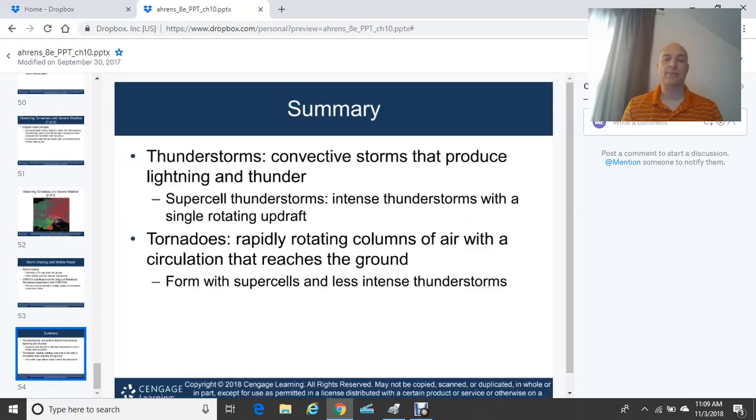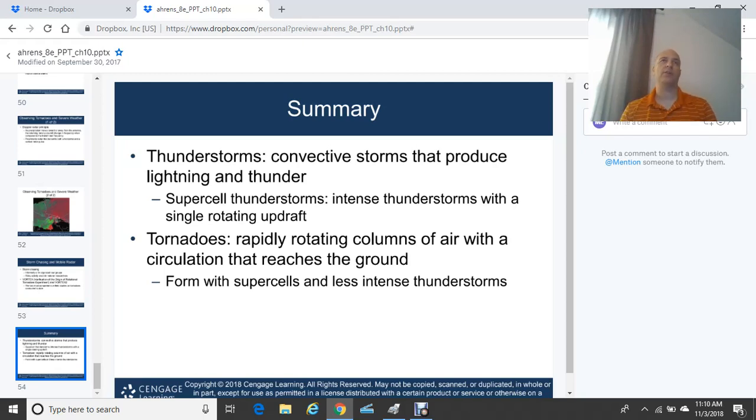Okay, so to wrap things up today on this lesson, we talked about thunderstorms and tornadoes. You can find both of these topics in Chapter 10 of your textbooks, 7th and 8th edition. Thunderstorms are convective storms that produce lightning and thunder. And then there's a special type of thunderstorm that typically produces tornadoes known as a supercell thunderstorm. These are intense thunderstorms with a single rotating updraft, and it's a tilted updraft at that.